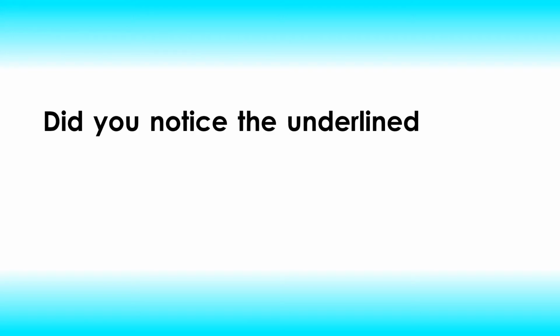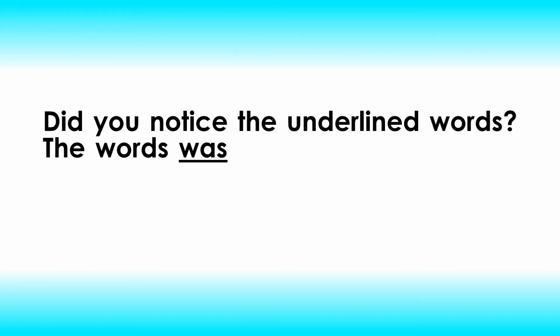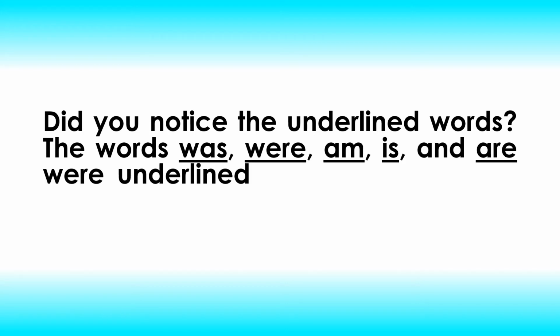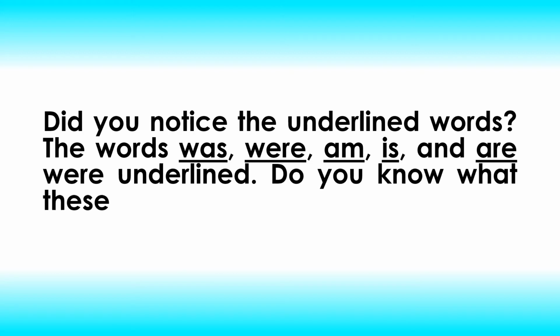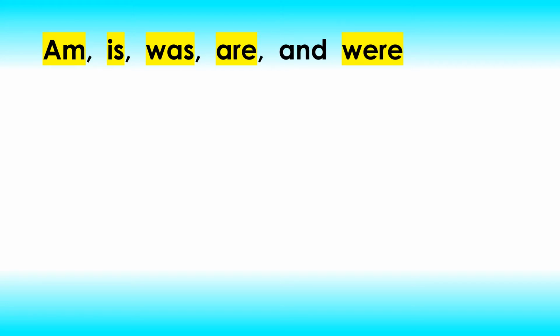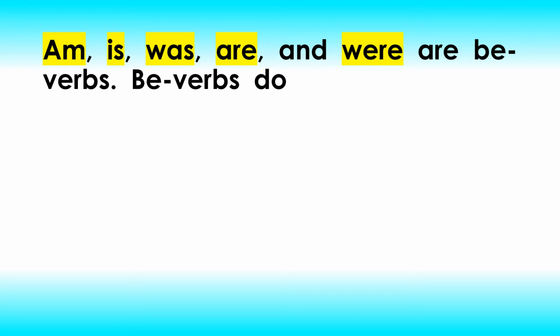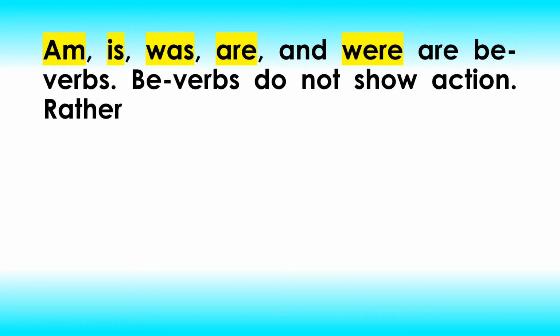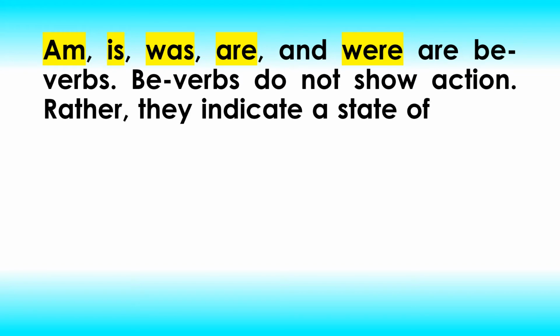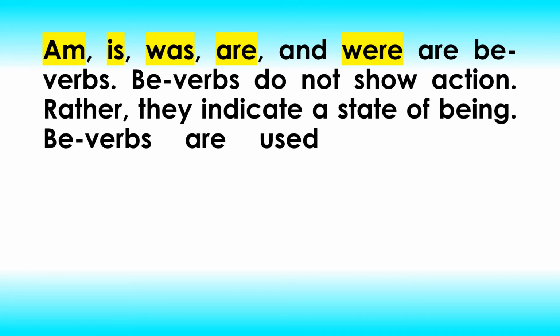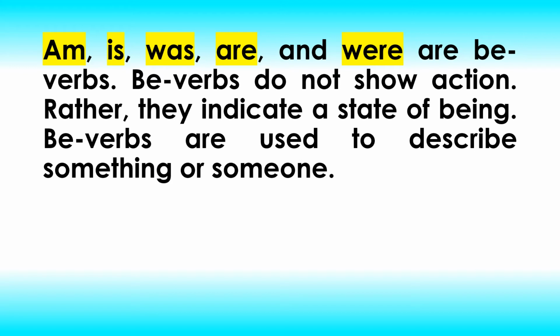Did you notice the underlined words? The words was, were, am, is, and are were underlined. Do you know what these words are called? Am, is, was, are, and were are be-verbs. Be-verbs do not show action. Rather, they indicate a state of being. Be-verbs are used to describe something or someone.